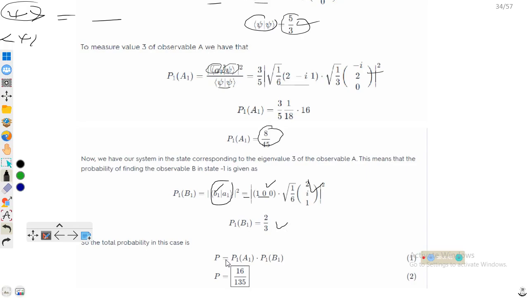Because the two are mutually independent events, the total probability in this case will be equal to the product of the two probabilities. If we find observable a and then observable b, these are independent events, so their probabilities do not affect each other. We can multiply the probability for the first and the probability for the second. So this will give us 16 over 135.